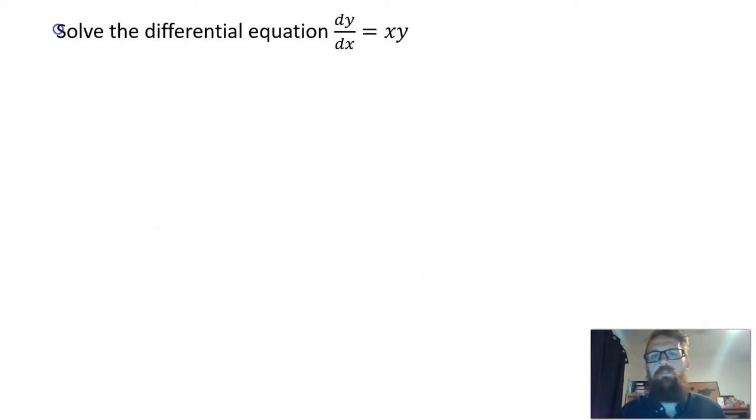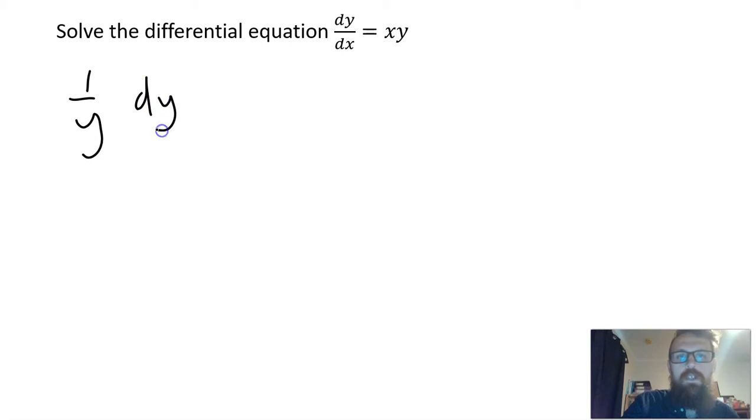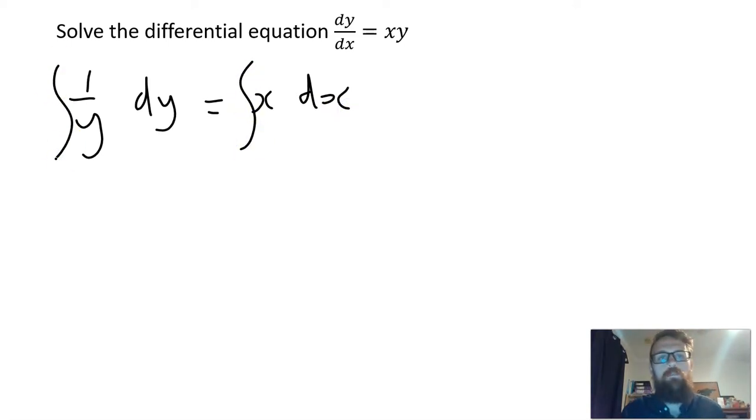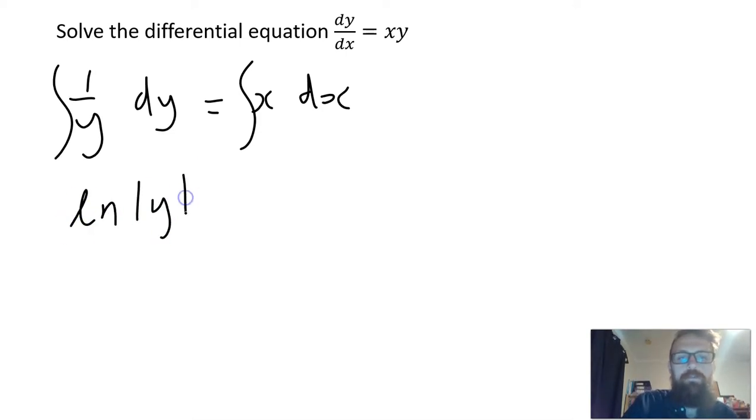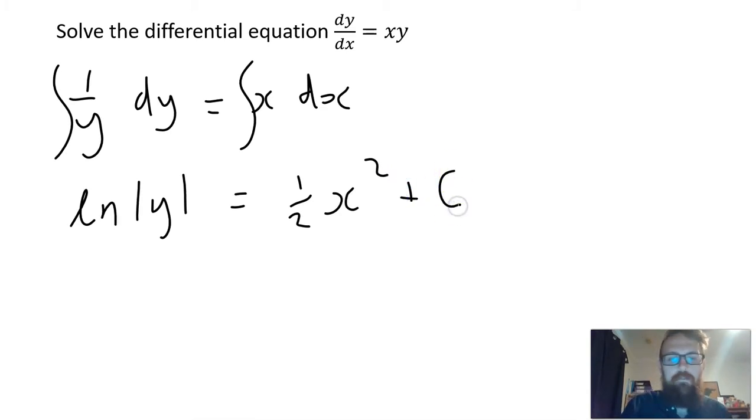We want to solve the equation dy by dx equals xy. What we want to do first is get all the y's on the left-hand side. So divide by y, we get 1 over y dy, and bring the x to the other side, equals x dx, and we want to integrate both of those. If we integrate, we get ln of y equals half x squared, and the only other thing we've got to do is plus c.